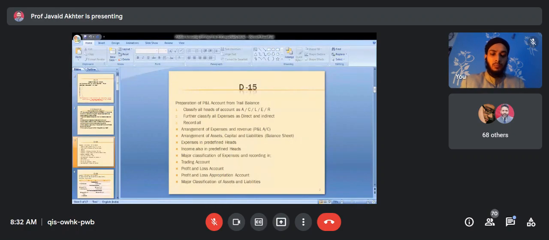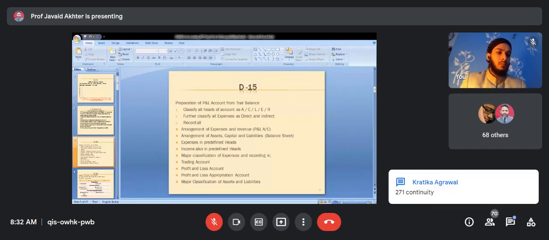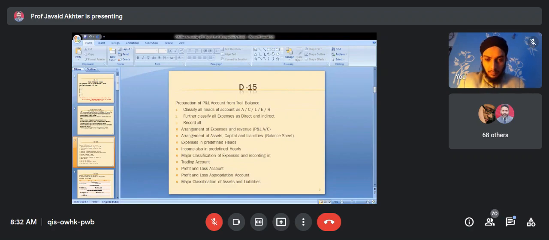These assets will be called fixed assets. These will be called current assets. These will be called fictitious assets. So for all assets, liabilities, expenses, and revenue, there is a predefined classification. So we will have to know what those are, and then we will classify the assets. First of all, we should know what the assets are. Then is it a current asset or a fixed asset, like this we will classify, and then we will prepare the profit and loss account and balance sheet.